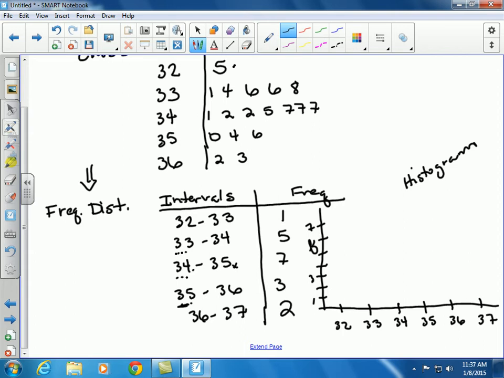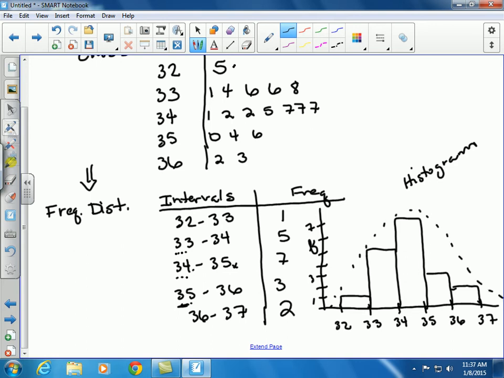If I go from 32 to 33, I get 1. From 33 to 34, I get 5. From 34 to 35, I get 7. From 35 to 36, I get 3. And between 36 and 37, I have 2. Okay, so that's kind of what my histogram looks like. You could, of course, draw a little picture of it to see. It does, in my opinion, look a little skew right.